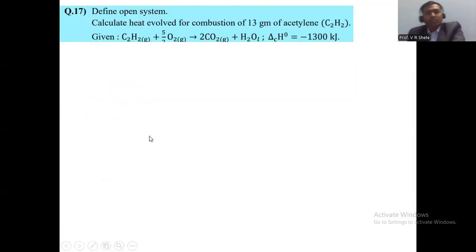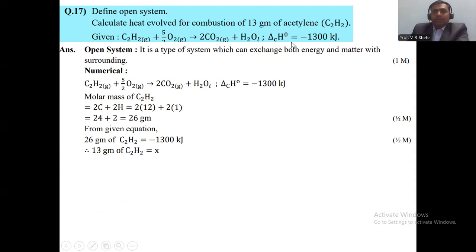Next, a question from thermodynamics for 3 marks, numerical. Calculate heat evolved for the combustion of 13 gram of acetylene. Acetylene reacted with 5.2 moles of oxygen. You will get carbon dioxide along with water. This is combustion, and the enthalpy of combustion will be minus 1300 kilojoule.